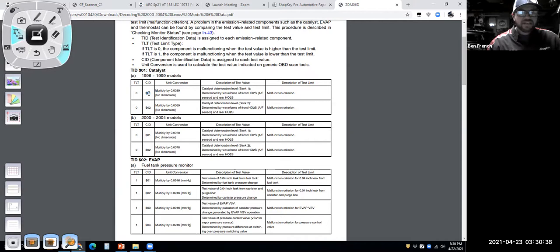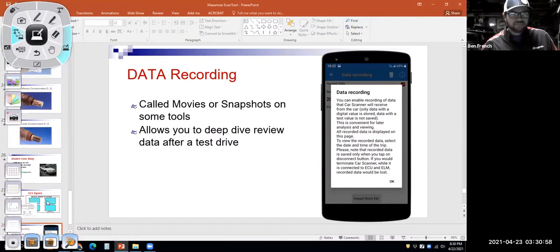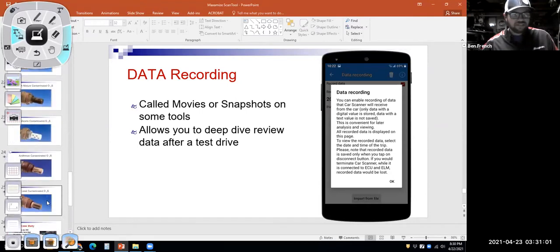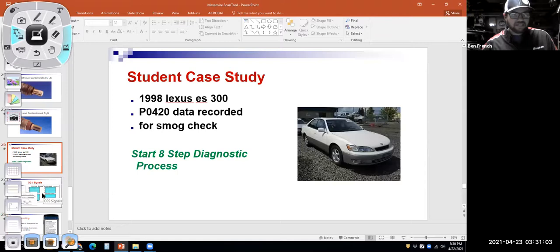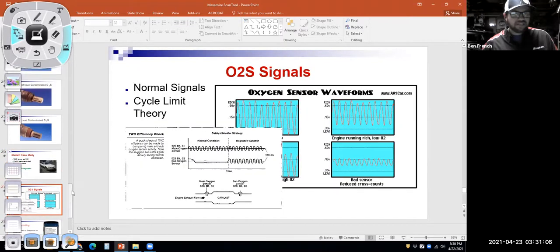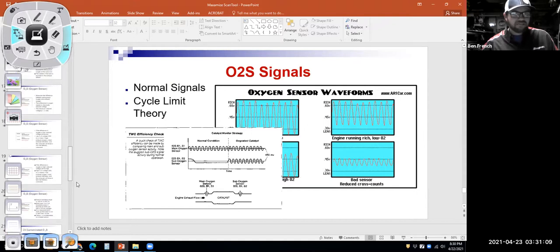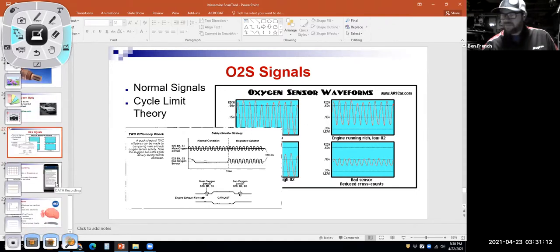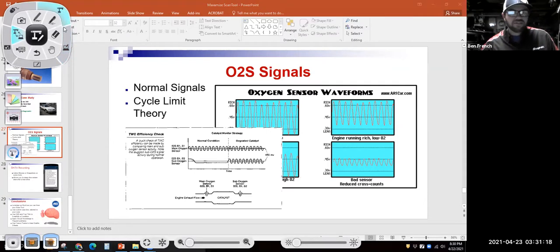Okay. And you can see that that's for bank one. This is bank two. And it gives you a number, and what you would do is multiply that number by 0.0039. And it tells us our catalyst deterioration level. So anyways, if I switch it back to my presentation, I thought I had some mode 6 data up here saved, and I guess I don't, but you could look at that. In fact, we'll switch it back to the screen here.